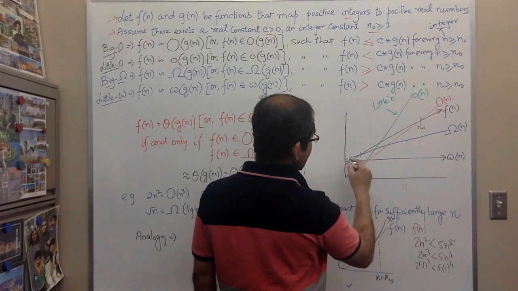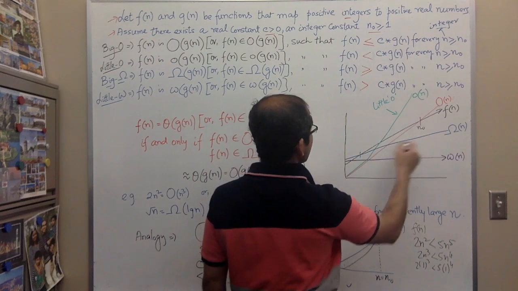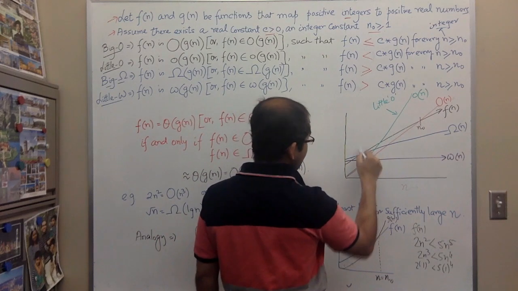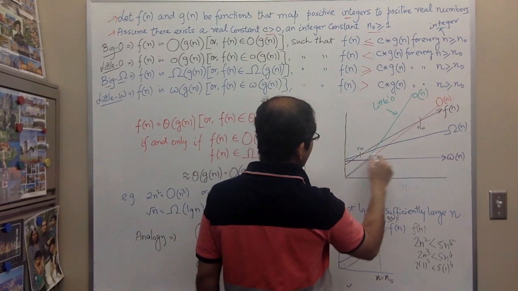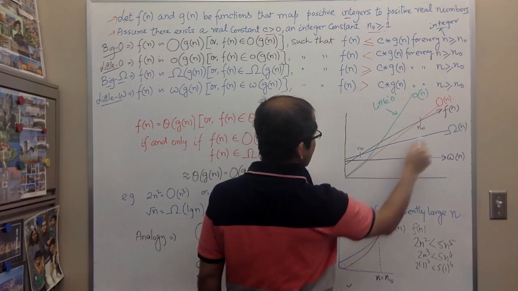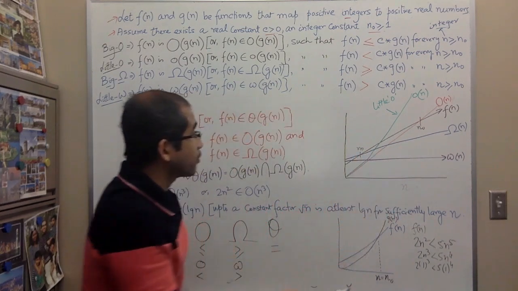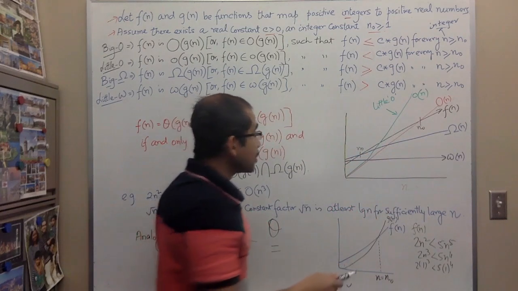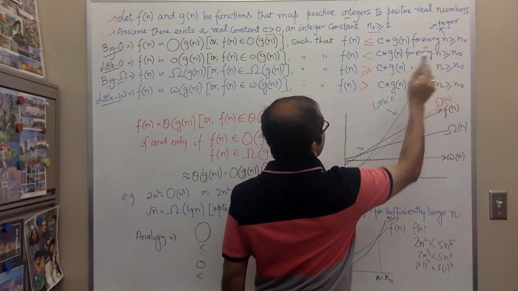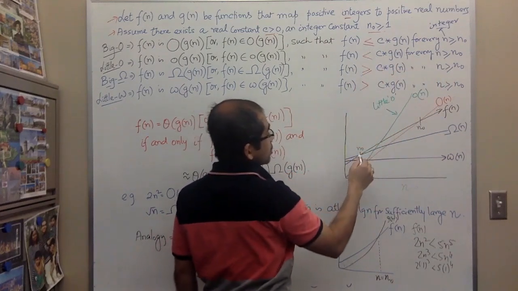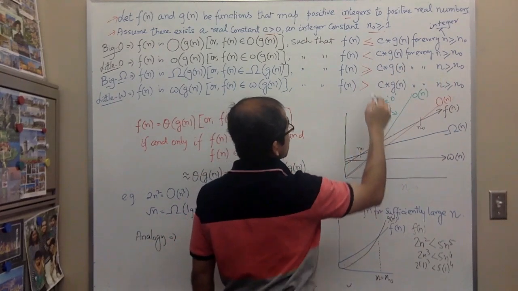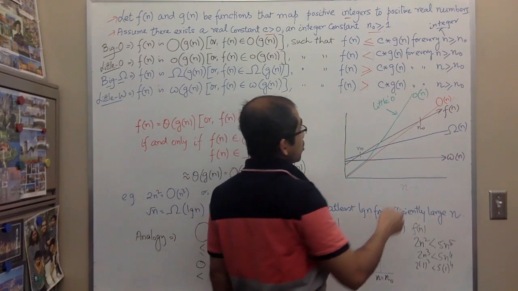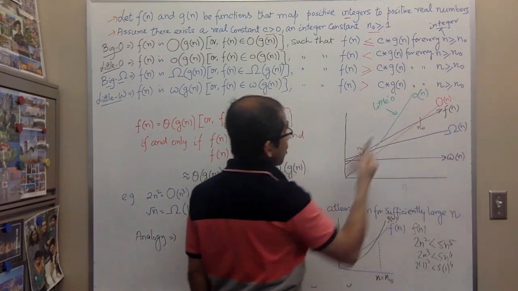Here initially big omega was kind of winning. But finally, after a certain time, after this value, this is n0 here, the blue line, the omega line, comes below Fn. After that the blue line will never go above the black line, because for all n greater than or equal to n0, where the lines cross, Fn is greater than or equal to c times Gn. So big omega serves as a lower bound to Fn.